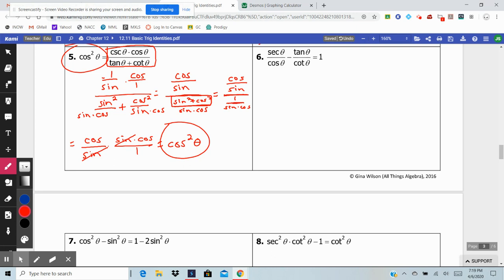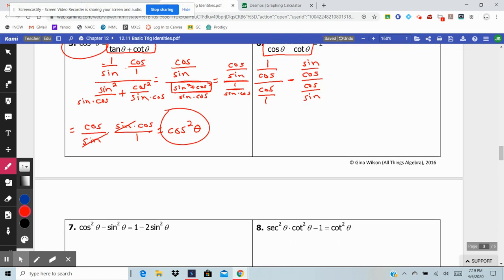Number 6. Left side is most complicated. So let's try to make it equal 1. Secant is 1 over cosine. Cosine is itself. Minus tangent is sine over cosine. Over cotangent is cosine over sine. I have what's called a complex fraction in both of these. Both of them are a fraction divided by a fraction, or a fraction within a fraction.